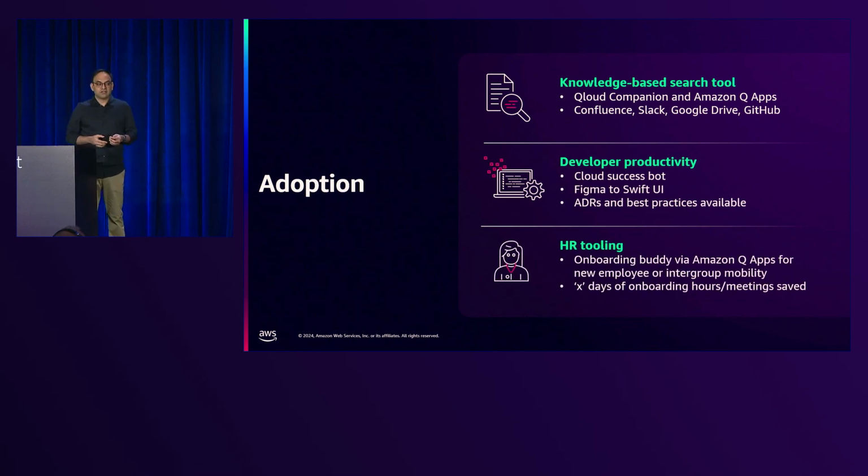How did we go about our adoption? To solve the main use case of knowledge-based search, we built an internal bot assistant called Cloud Companion using Q. And we also added a few Q apps to it. All the information that everyone in the company needs is available through that single place, be it the Slack agent, a web browser, or the Chrome extension that was recently announced.